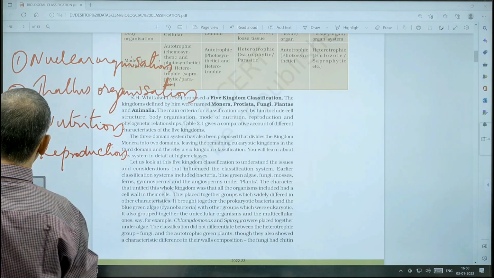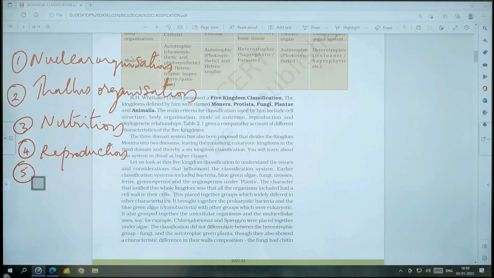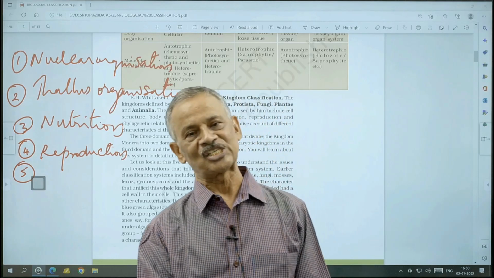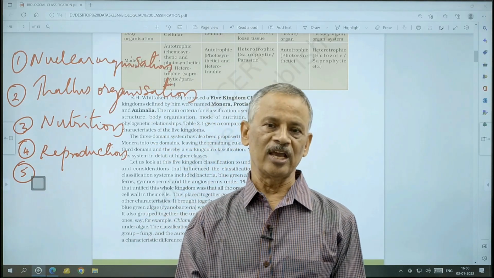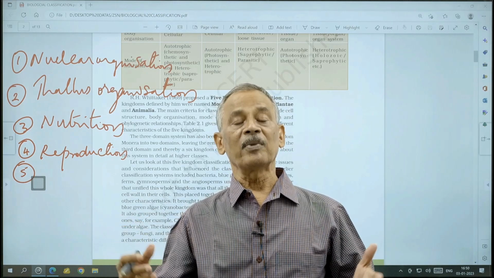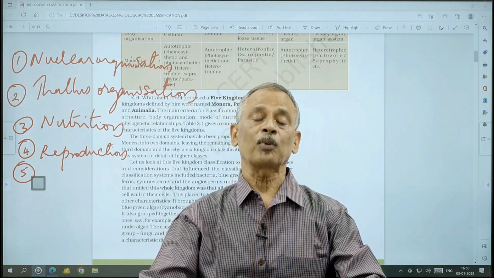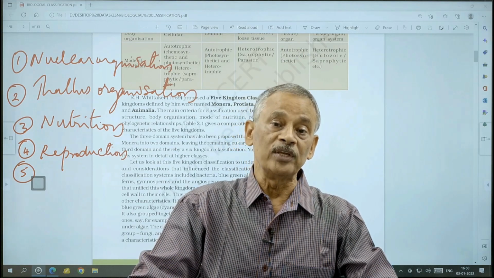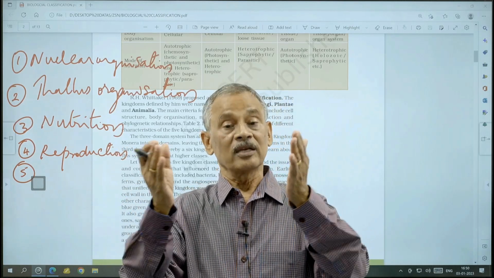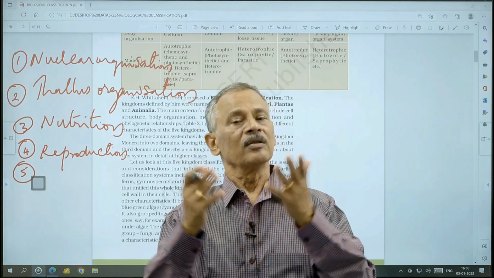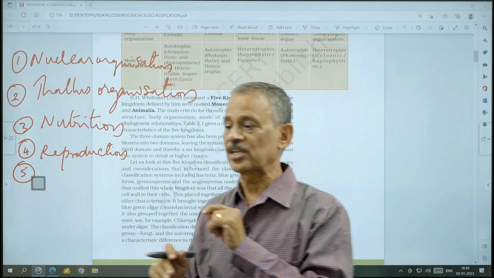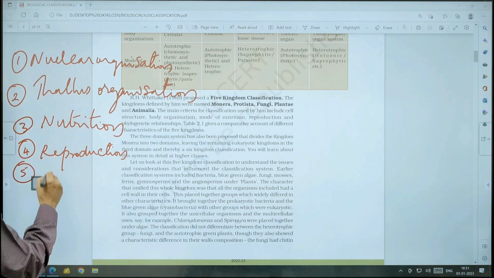And lastly, all modern classifications are taking phylogenetic relationship, evolutionary relationship, as an important criterion, because we know that all these organisms came to this world from a very common ancestor once upon a time through millions of years of evolution. So if organisms are related to each other, similar to each other, they should also have the same evolutionary history. That evolutionary history is phylogeny.